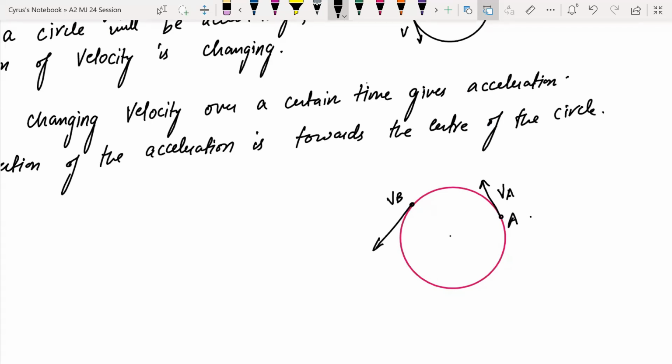If this is the center of the circle and I put this here, right? This VA here, right? This is VA.